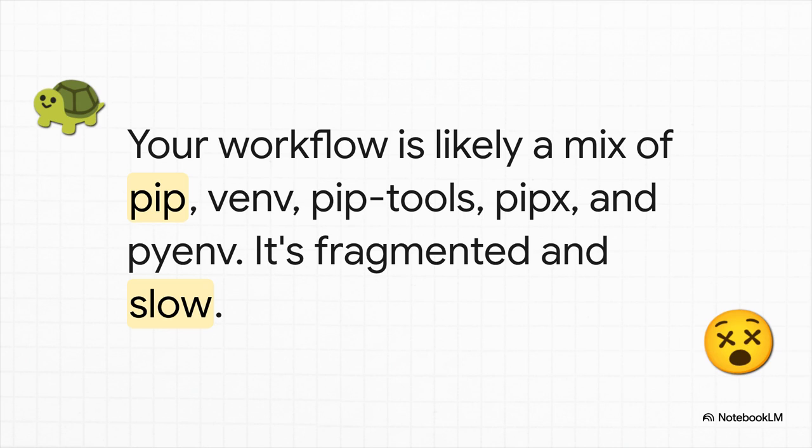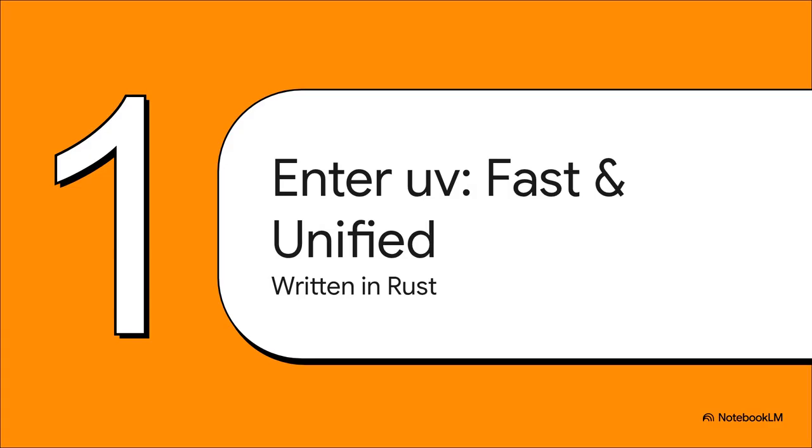You're using pip for your packages, venv for your environments, maybe pip-tools to lock down your dependencies. Then you've got pipx for your command line apps, and probably pyenv just to juggle different Python versions. Yeah, it works. Kinda. But it's clunky, it's fragmented, and man, is it slow. Okay, but what if you could just throw all of that out and replace it with one single cohesive tool? Well, that's where UV comes in.